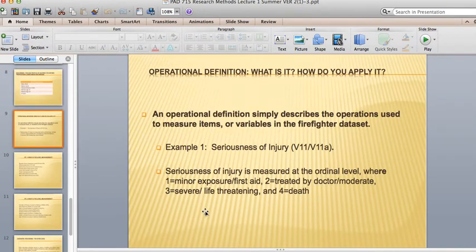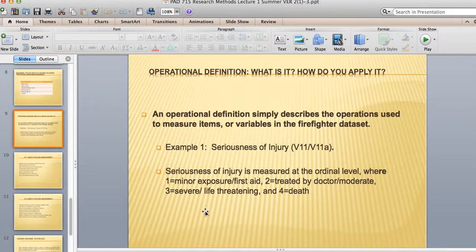Let's come back to the measurement issue I talked about on Tuesday night or Thursday night, the operational definition. Understand that when you get to the point of being able to identify your levels of measurement, then you have to formulate an operational definition. And an operational definition just simply describes the operations used to measure your items or variables. So the example I give here is from the firefighter data set, seriousness of injury. In the parentheses, that's the variable number. I wouldn't worry about that. You'll get familiar with the variable numbers once we get into the data set.